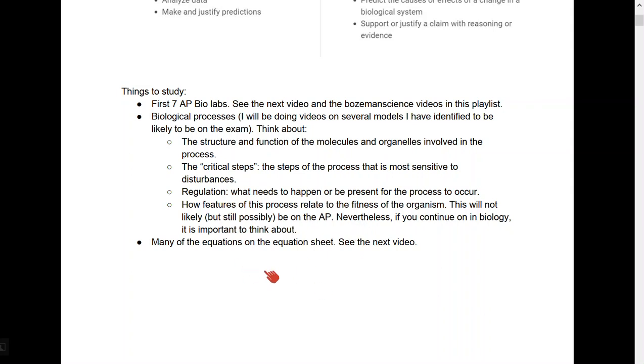Okay, you're also going to want to know many of the equations on the equation sheet, not all of them, and that's going to be the next video that we talk about.